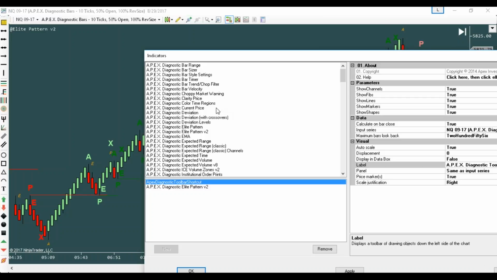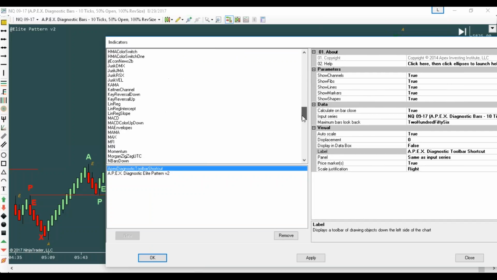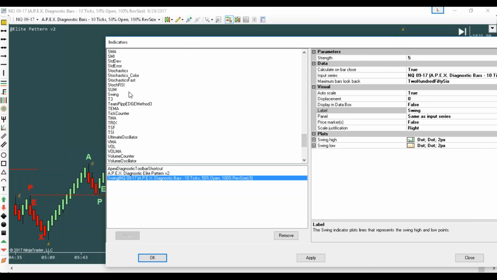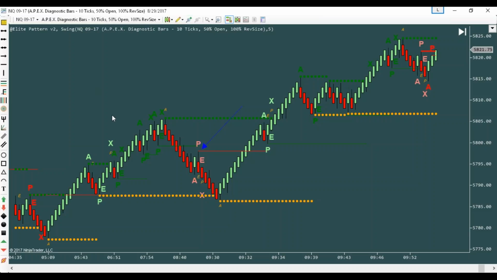Now I'm going to go right here and go down to swing. I'm going to add in the swing indicator. Oh, the swing indicator didn't put a swing level right there, did it? But that is technically a pullback swing level, isn't it? So when the market comes here and breaks this level right here, it is kind of breaking a previous swing level, isn't it?